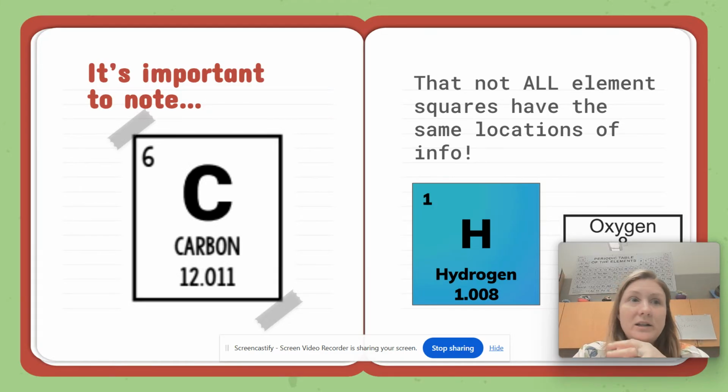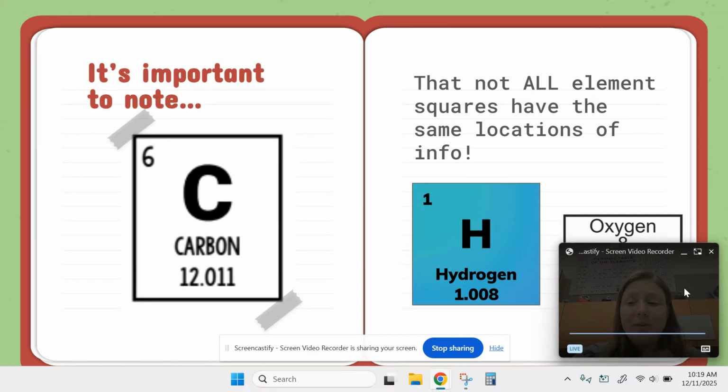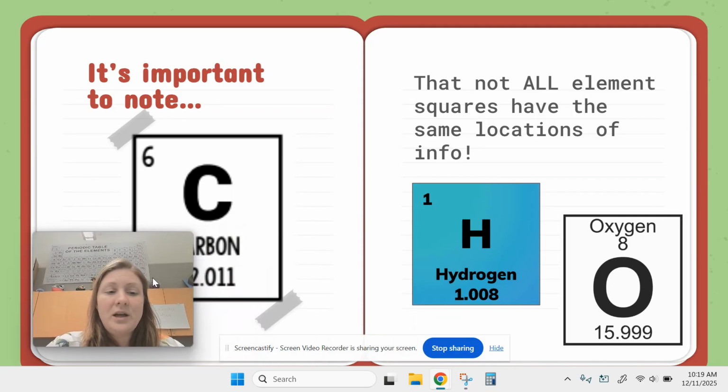So on some periodic tables, you have the atomic number that's in the corner. Some of them are in the center, very much like right here. So I'm lowering myself a little bit. Right here, you have the atomic number in the center. So again, depending on which periodic table you're looking at, you could have the number in different locations.